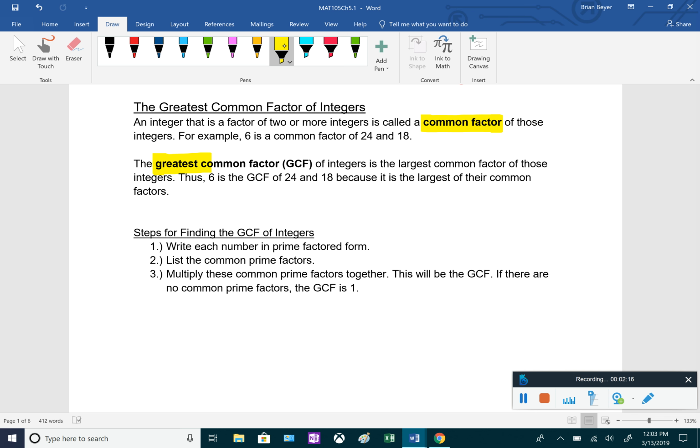For the next thing, we have a greatest common factor, which we're going to call GCF. The greatest common factor of integers is going to be the largest common factor of those integers. So 6 is the GCF of 24 and 18 because it is the largest of their common factors.